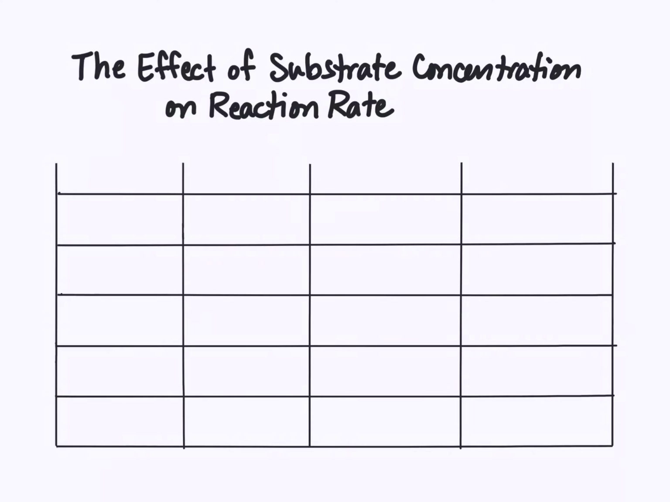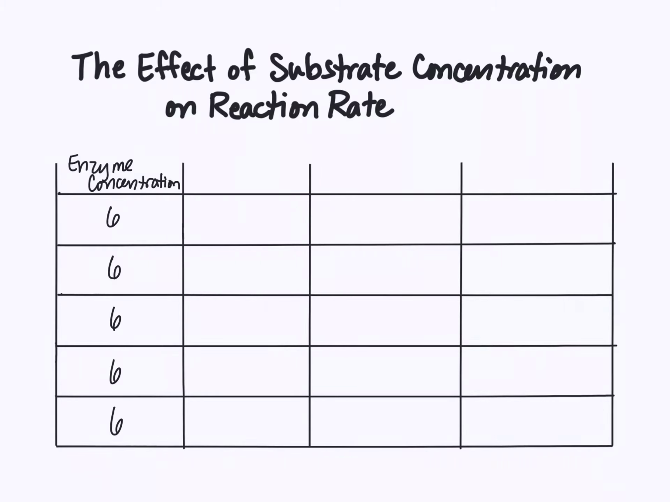So let's take a look at some hypothetical numbers to better understand why substrate concentration affects reaction rate the way it does. So first we're going to start by looking at the enzyme concentration. And we're going to keep this consistent through our experiment. So let's say that we have 6 enzymes in our solution. So we have a concentration of 6 enzymes per solution.